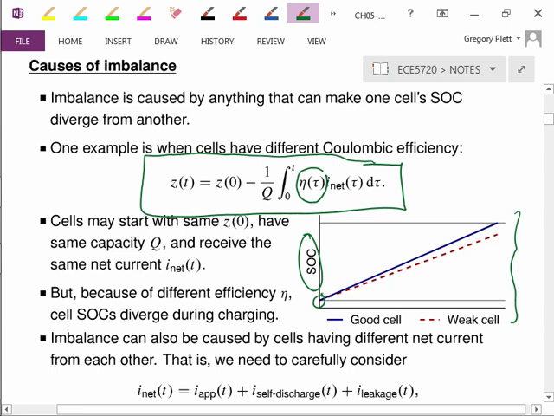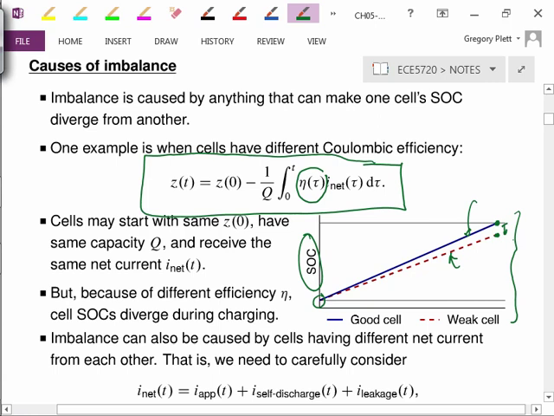And then a good cell has a high coulombic efficiency, so as I put current into the battery pack, it will utilize all of that current, or the vast majority of that current, to affect a change in state of charge, and so we see that there. And it reaches the upper state of charge limit before the other cell does. This one has a lower coulombic efficiency, so there's some side reaction or something going on where not all the pack current contributes to charging the cell. And at the end of this charging interval, the states of charge are different.